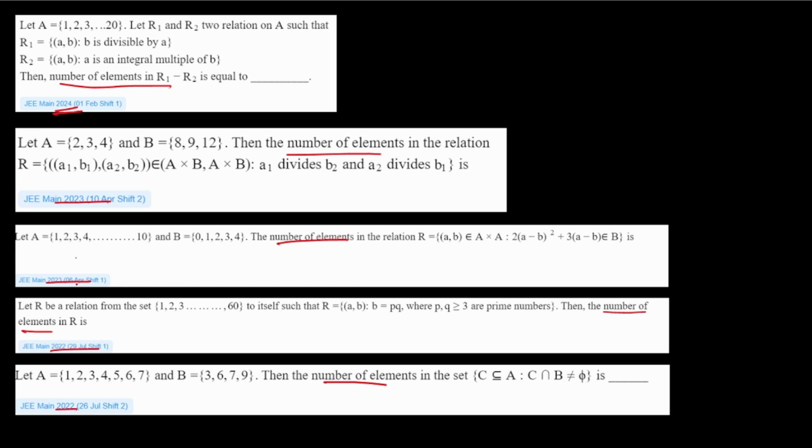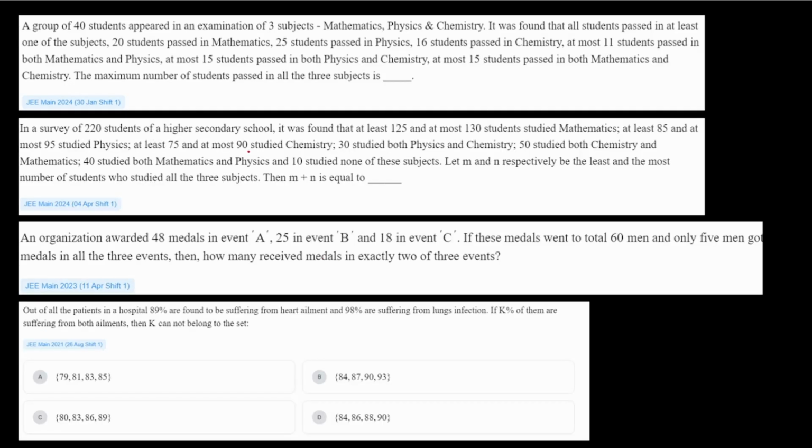In a particular session, just assume that if they are asking in the April session, at least if there are 10 or 12 shifts, at least in two shifts, a particular concept question is being asked. That much important is your previous year question solving, right? And these are the questions which are related to your Venn diagram completely. All these three questions are completely related to your Venn diagram. Even this question also, actually the whole slide is related to Venn diagram.